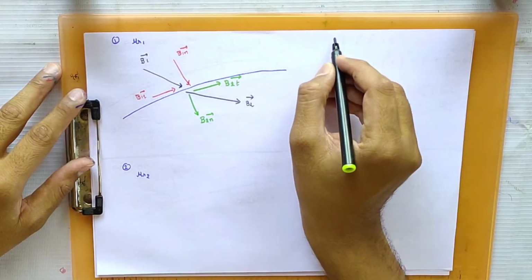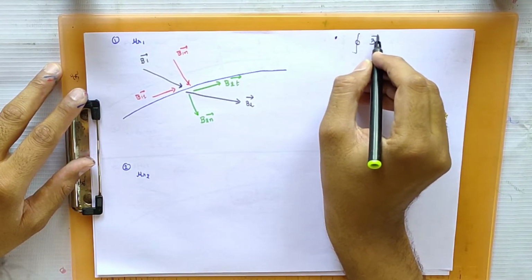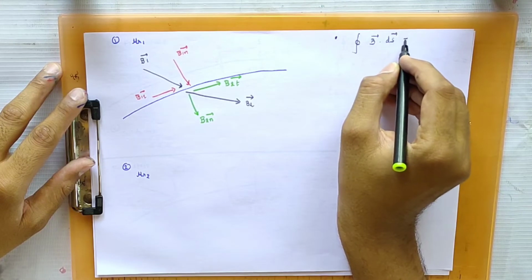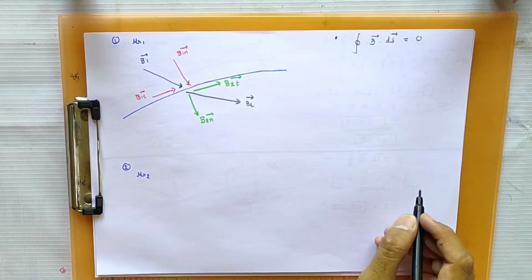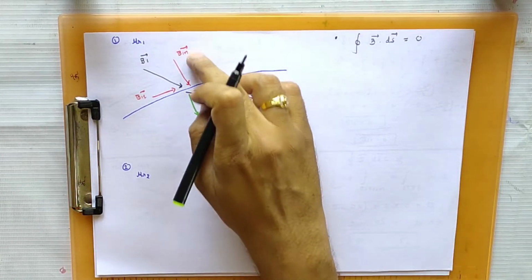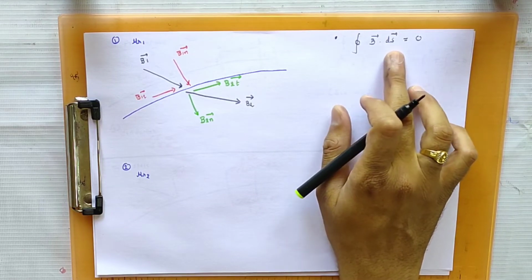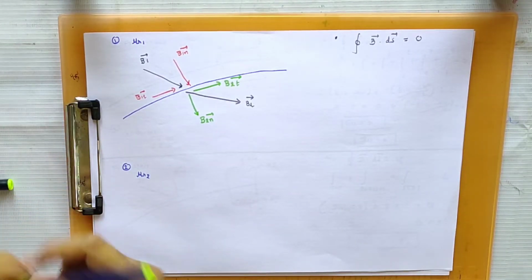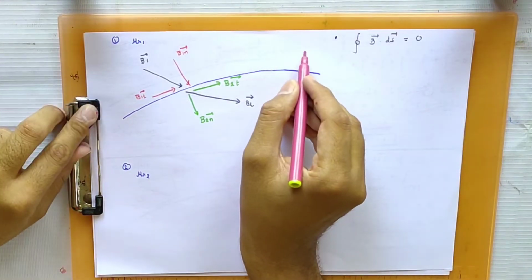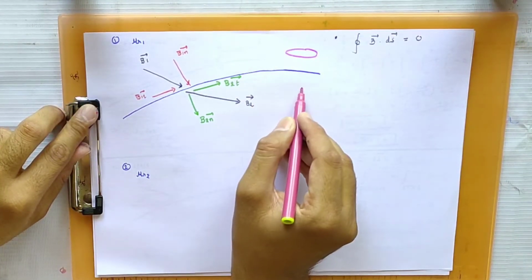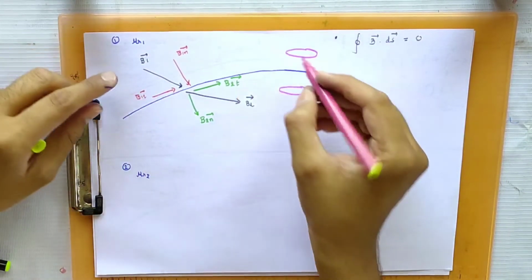Here we have to apply the Maxwell equation: integration of B dot dS is equal to 0. First we do the calculation for the normal component. This is a closed surface, so I have to take a closed surface. First we do the calculation for the normal component and then the tangential component.